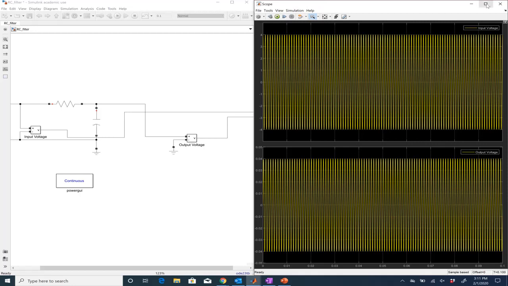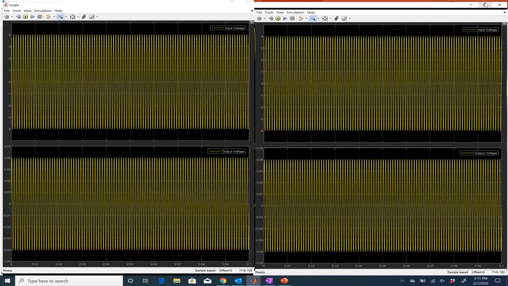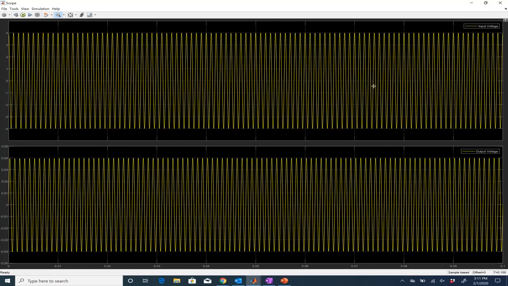easier to see. If you look at this, the voltage across that capacitor is 0.04 volts amplitude, whereas the voltage across the input source is 4 volts. Okay, so it's significantly bigger. So let me make that full screen.